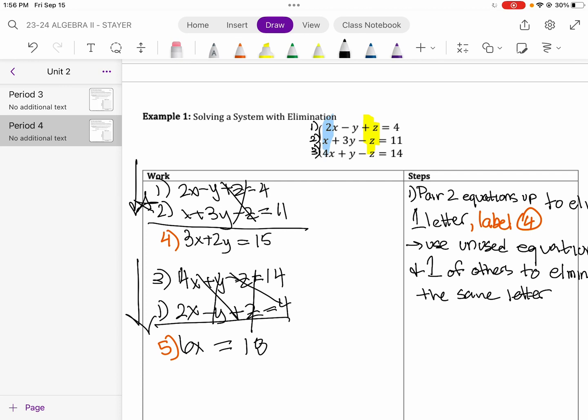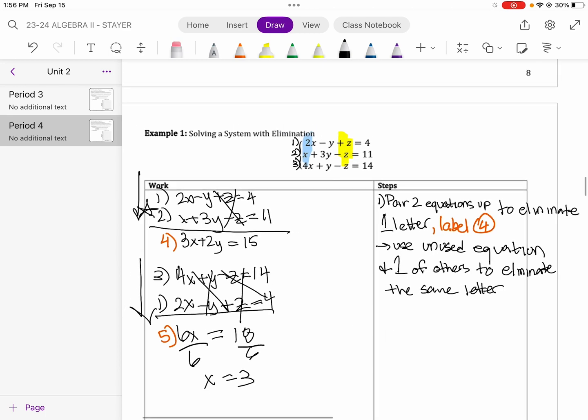I could continue to solve this here, divide both sides by 6, and I get 3. Technically, that's where I want to be. I want to pair the 2 equations up to eliminate one letter. I'm going to label that 4. And then I'm going to use the unused equation and another one to get equation 5.